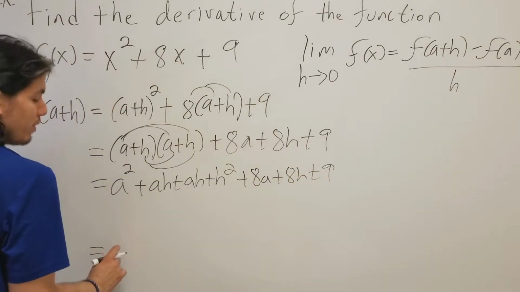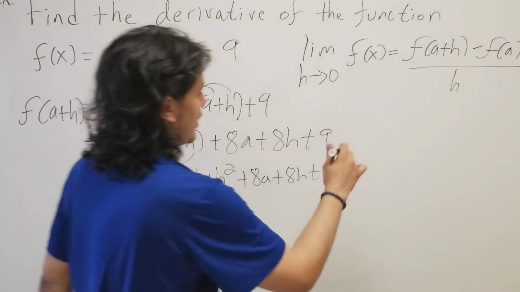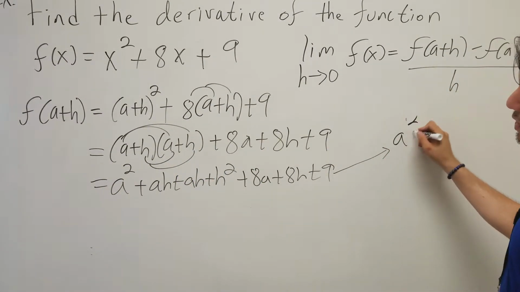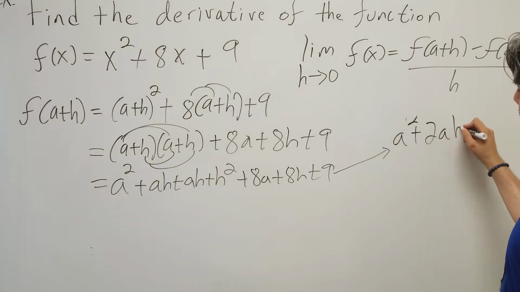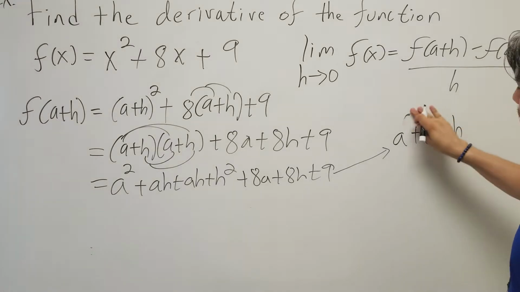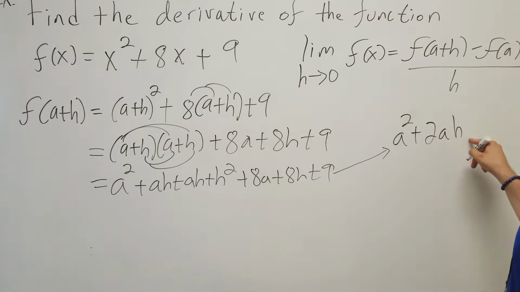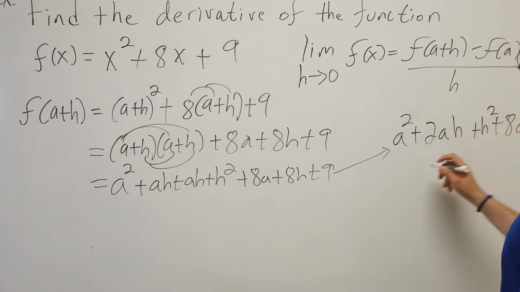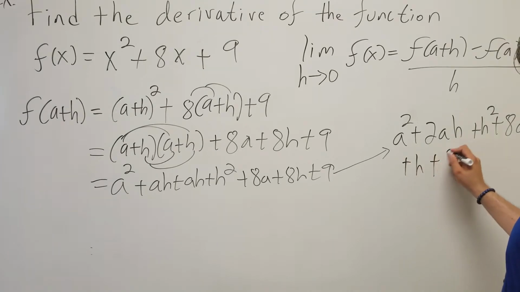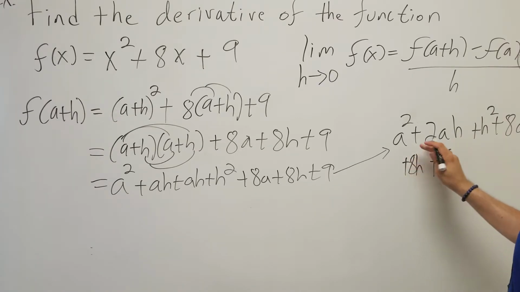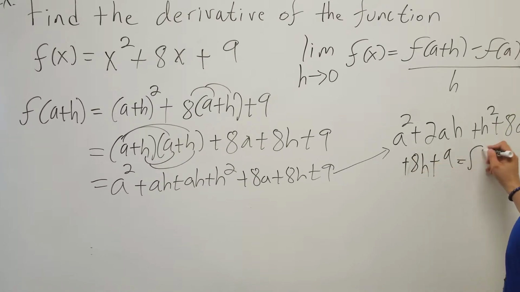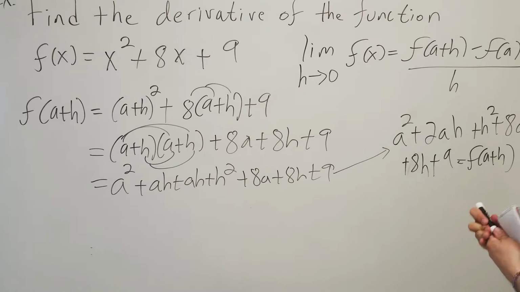So I'm going to put my result on this side so I can plug it in later. I get a squared plus 2ah plus h squared plus 8a plus 8h plus 9. So this is our f of a plus h. So let's leave this to the side. We're going to erase everything over here.